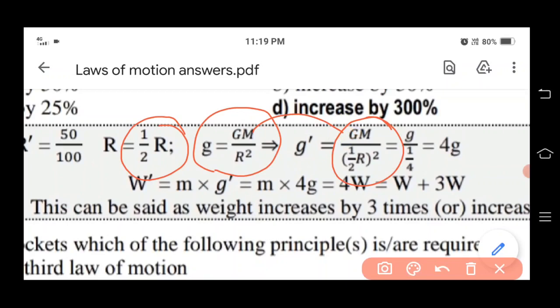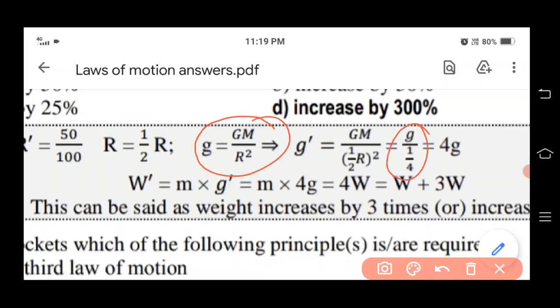For the r square value, r dash equal to 1 by 2 r. So we are going to substitute this value here, 1 divided by 2 r. So 2 into 2 is 4, 1 by 4, and then r square. We know that g equal to GM by r square. So we substitute this value: for GM by r square we put g, 1 by 4, and finally we get 4g.